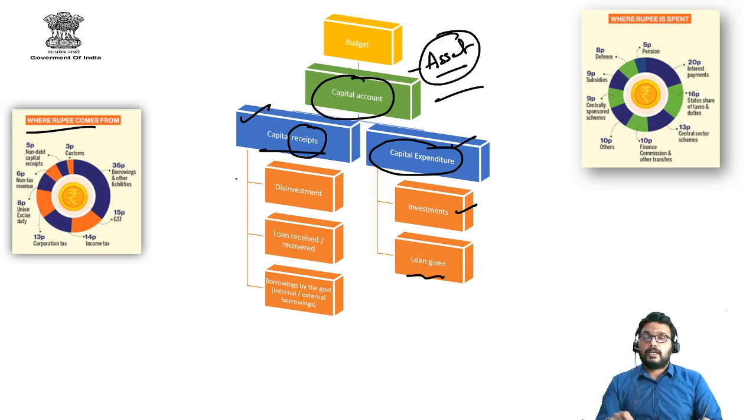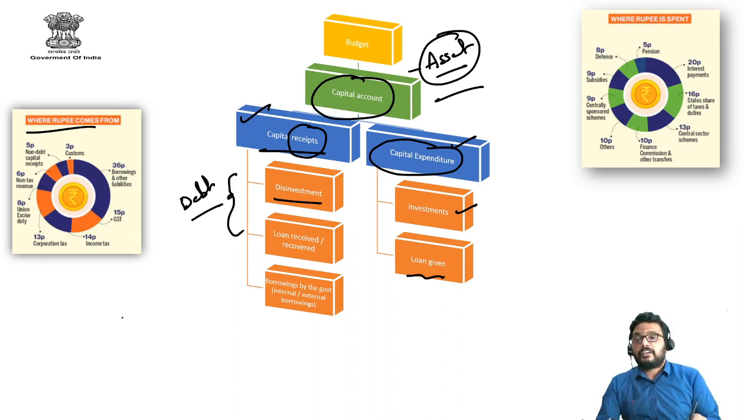Now look at these capital receipts. Disinvestments do have a role of assets, because when you sell off bonds, sell off government gilt edge securities, you sell off any other investments like public sector undertakings, you sell off those shares. So there is a role of assets. So these are those assets which do not create any debt. If you take capital receipts, that is what the government is receiving.